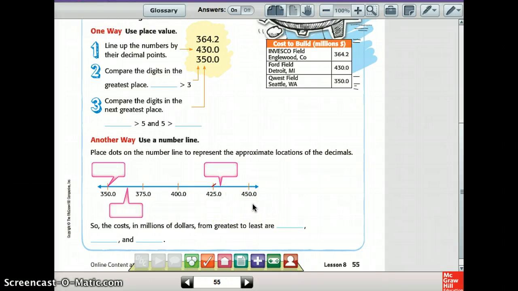So if we're just doing this offhand and we're just looking at it, we know 350 would be right here. 364.2, it's going to be about somewhere in between 350 and 375. And then the Ford Field in Detroit, 430, would be all the way over here. So I'll show you what that looks like if we plug the numbers in. Okay, so you can see it just gives us what we found out by using place values. Same thing. This is our least to greatest, but if you were to order them from greatest to least, you just know to start over here.